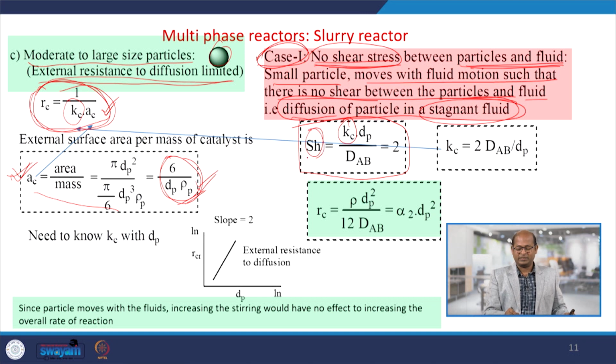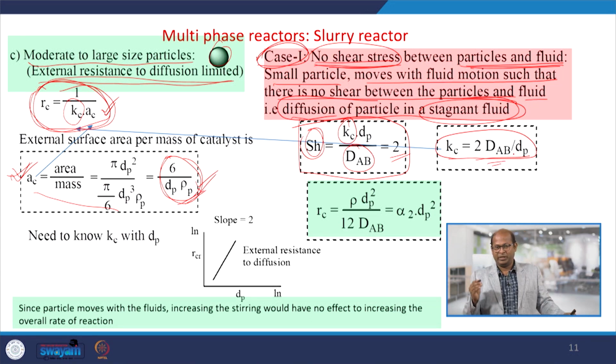Then the Sherwood number we can write as Kc dP by dAB equals 2. These correlations, I think, you have studied in mass transfer. So here Kc equals 2, and we can rearrange this equation as Kc equals 2 dAB by dP, where dP is the diameter of the particles and dAB is the diffusivity of components A and B.